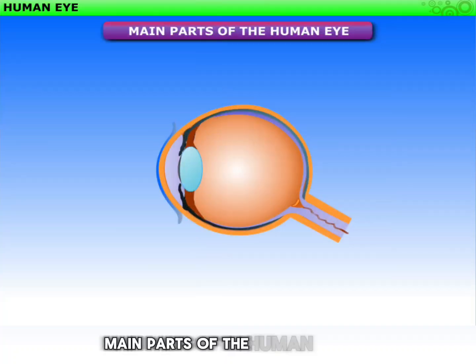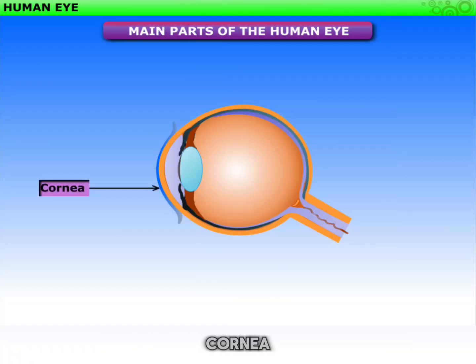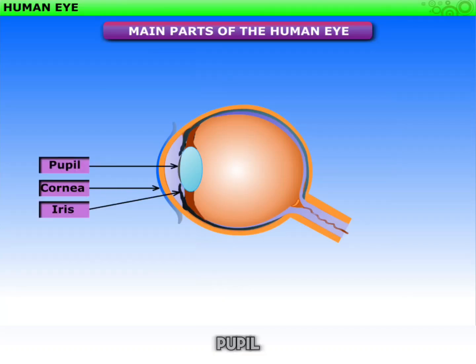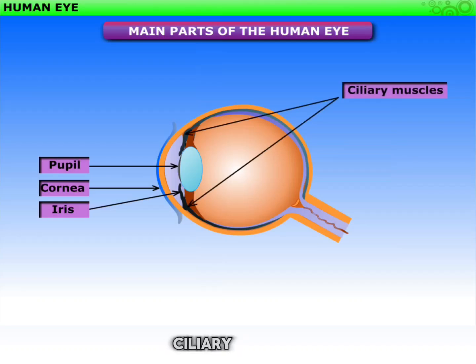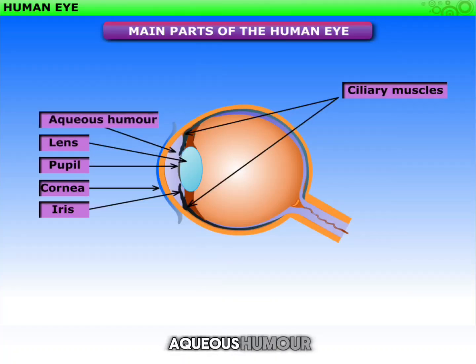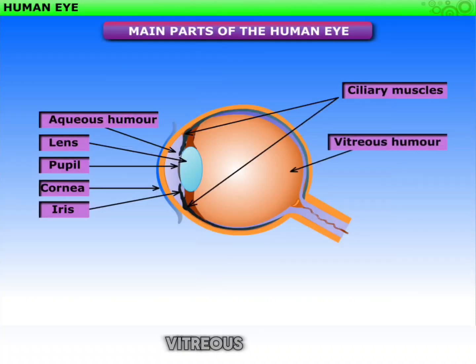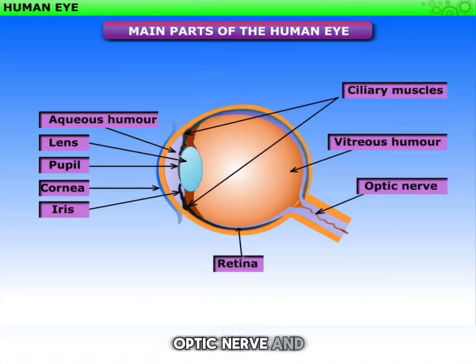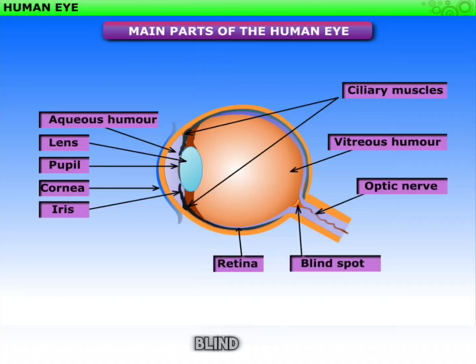Main parts of the human eye are cornea, iris, pupil, ciliary muscles, convex lens, aqueous humor, vitreous humor, retina, optic nerve, and blind spot.